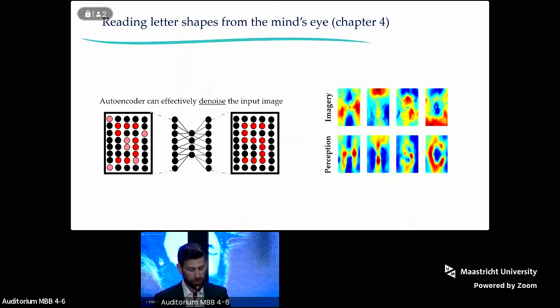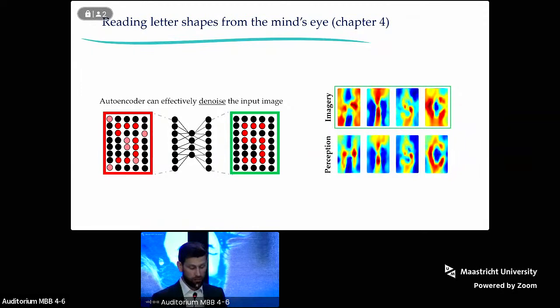And so we have used a machine learning tool called an autoencoder that can make these reconstructions of imagined letter shapes more recognizable. You can see, for example, on the top row, the image reconstructions. And after we run these images through this autoencoder network, they resemble the perceptual ones more. And these developments make this mind reading paradigm even more interesting for applications like communication and brain computer interfaces.